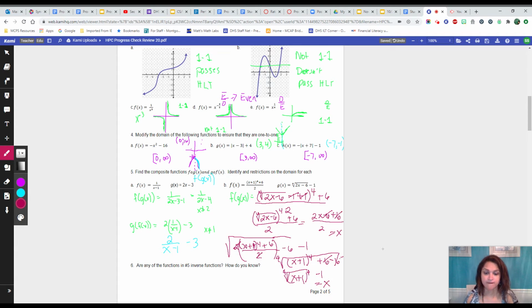All right, are any of the functions in number 5 inverse functions? And how do you know? Yes, the way you can check something is an inverse function is if f of g of x equals g of f of x, and they both equal x, then they are inverse functions. So number 5b, both equal x when I take one function and put it into the other, and then go vice versa. So they are inverse functions. And that is a check for two functions to be inverse of each other. f of g of x equals g of f of x, they both equal x. Okay?